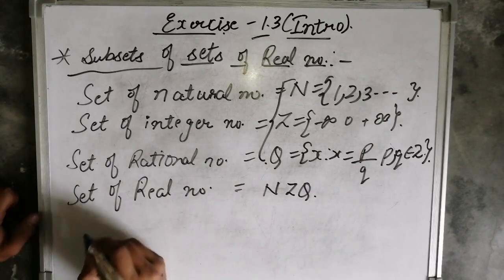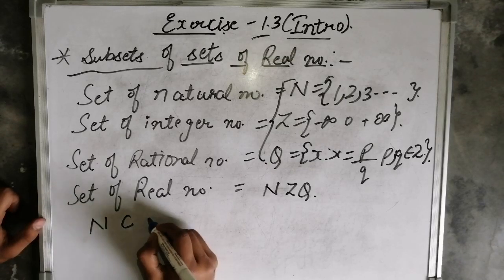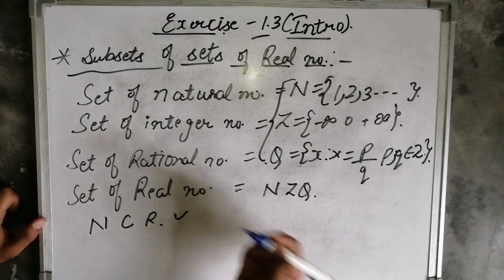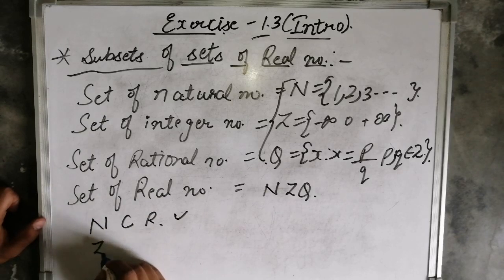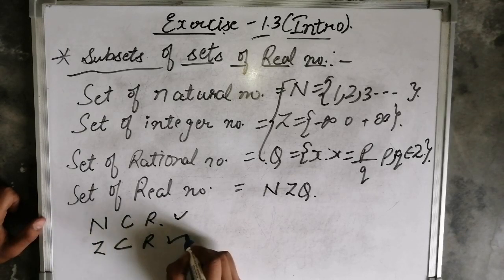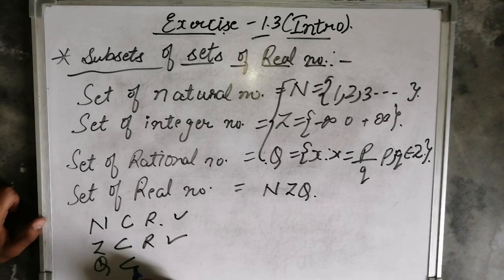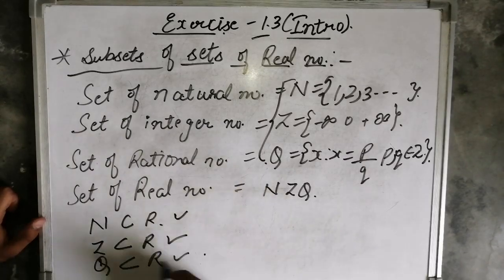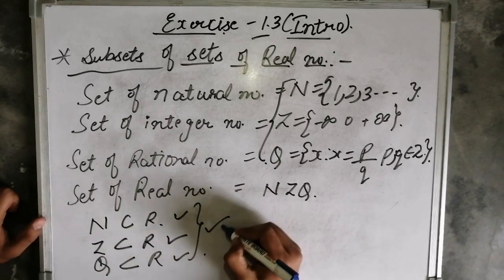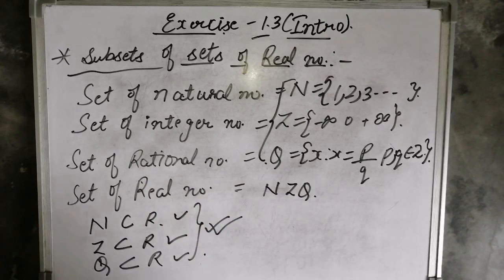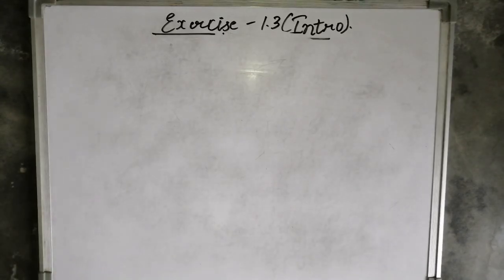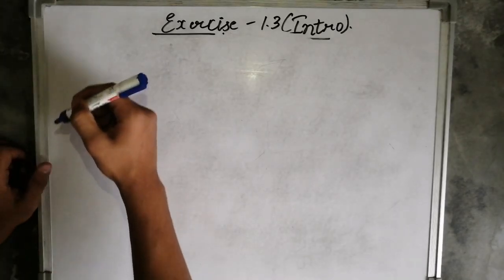Now tell me, can we write N as a subset of R? Yes. Z as a subset of R? Yes. Q as a subset of R? Yes. Remember these three points. These are very important from the exam point of view. Okay, now let's move to our further topic, which is intervals as subsets of R. Before that, pause the video to note it down. Students, let's talk about intervals as subsets of R.